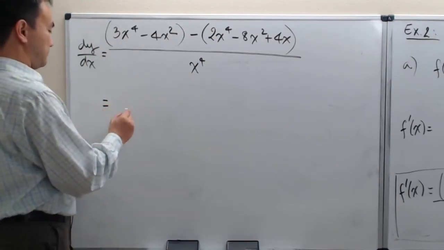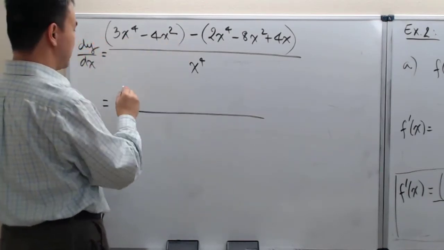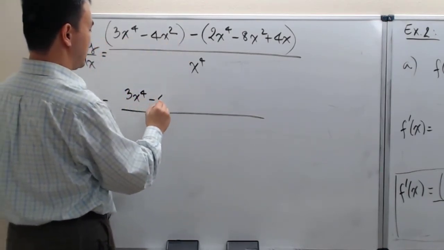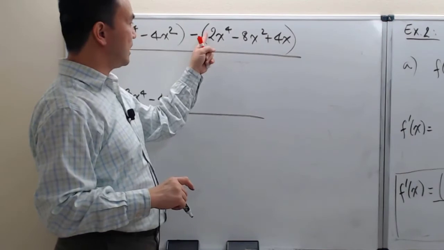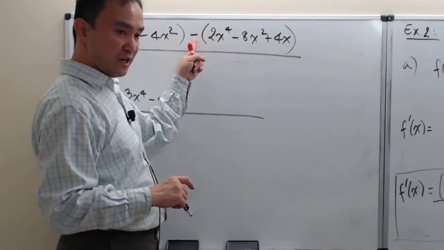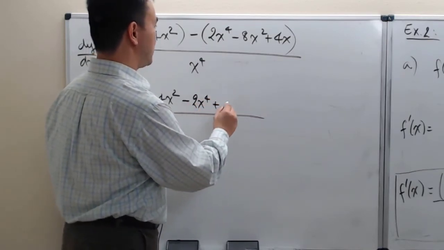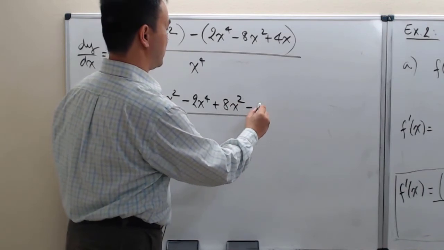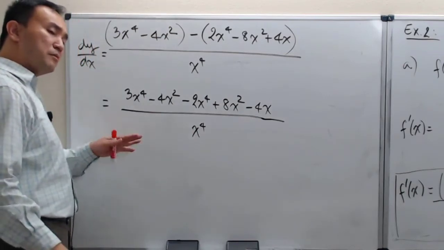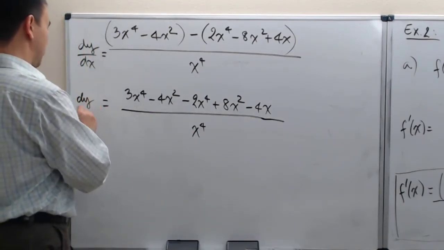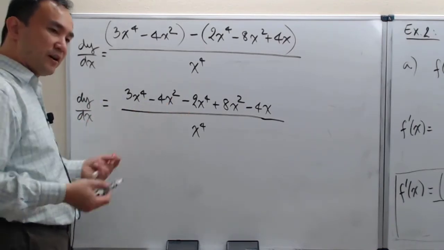Now let's go ahead and remove this pair of parentheses. So 3x to the 4th minus 4x squared. And taking out this pair of parentheses requires some sign changes because there's a minus sign in front of it. So minus 2x to the 4th plus 8x squared, minus 4x, and all over x to the 4th. Let's now combine like terms. And on the bright side, it does look shorter and more simplified.